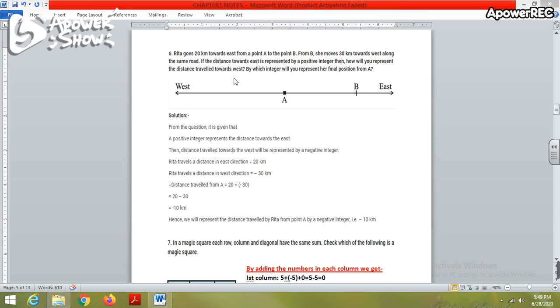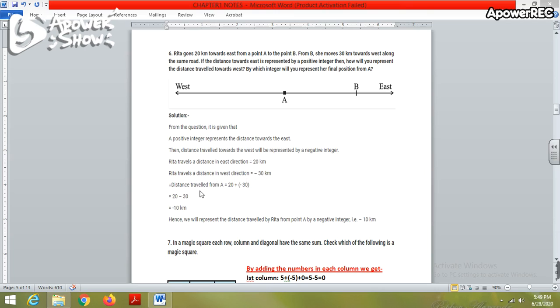Now the second part says, by which integer will you represent her final position from A? So now let's calculate. The distance traveled by Rita in east direction is equal to 20 kilometers. We are representing it by a positive integer 20. Now from B point, the distance traveled in west direction is represented by a negative integer. So here we have minus 30 kilometers.